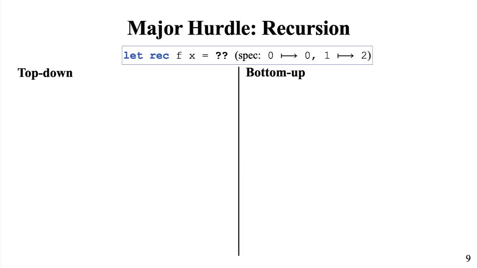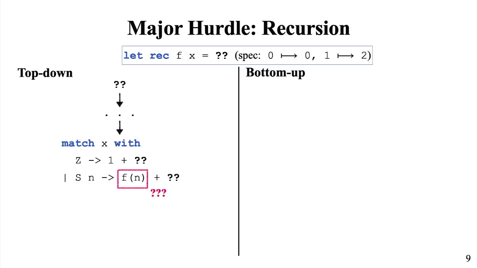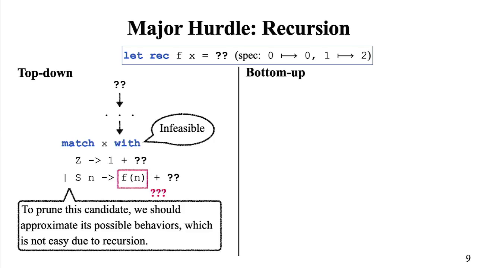The major challenge in recursive program synthesis is recursion, which invalidates typical pruning methods in both top-down and bottom-up synthesis. In top-down synthesis, for example, suppose we have generated this partial program candidate during the search, which is actually infeasible because no matter how we fill in the program holes, we can never satisfy the spec. To prune such a candidate, we should be able to approximate all possible behaviors of each completion, which is not straightforward because there is a recursive call to the target function f, which is under construction.